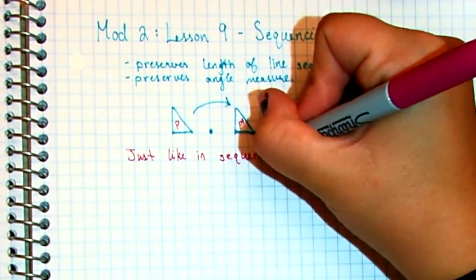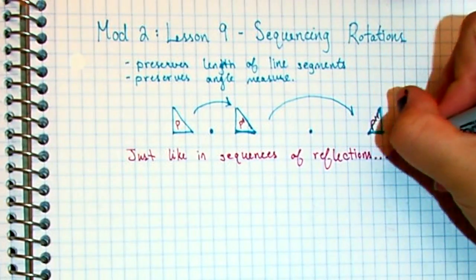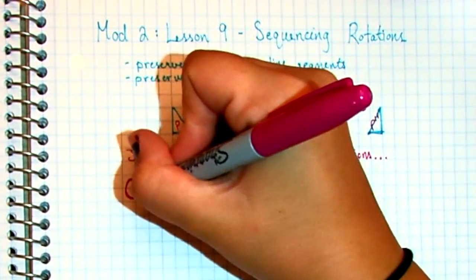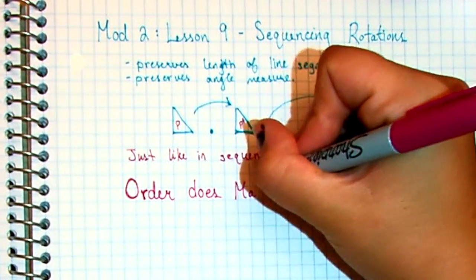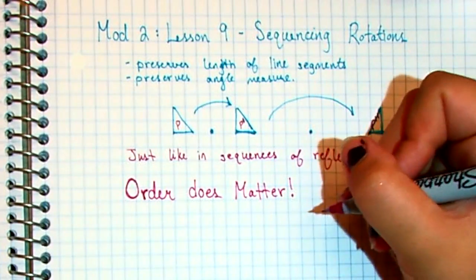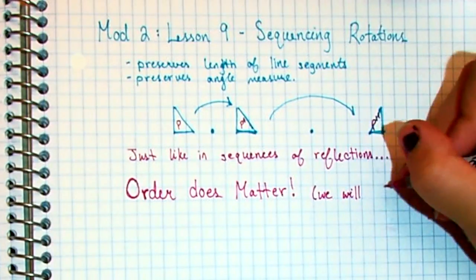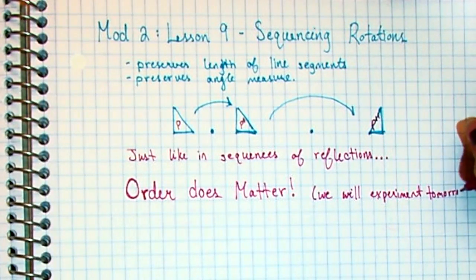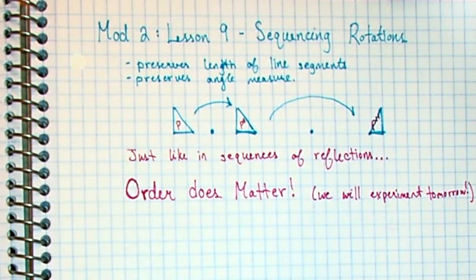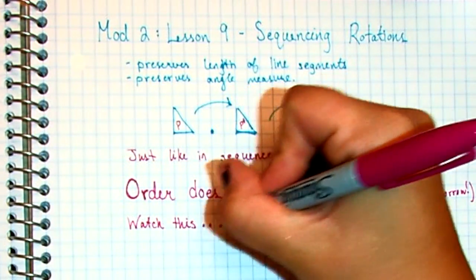So just like in our sequences of reflections, order does matter. So if I had rotated the original triangle around my second center first, or around a different center, I would end up with a different result. And we're going to experiment with this tomorrow to really get a good idea of why the order matters when we have a sequence of rotations.